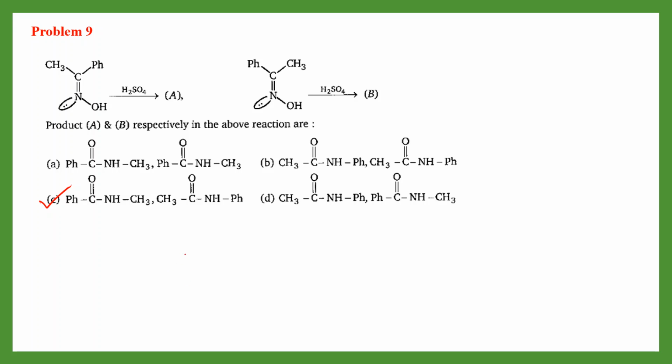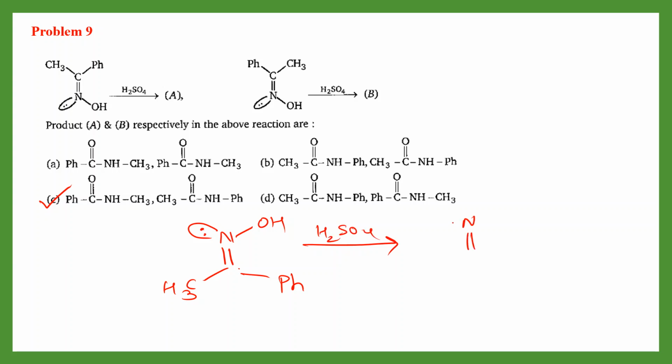Very good, students. If I draw it that way, CH3 N OH, CH3 is trans, correct? And the lone pair is here, Ph. See, first H2SO4 is there, so just draw in this way. OH, H, positive, CH3, Ph. Correct?